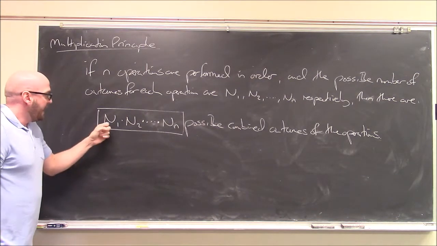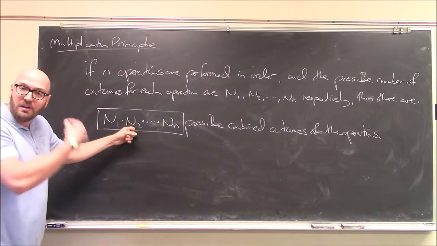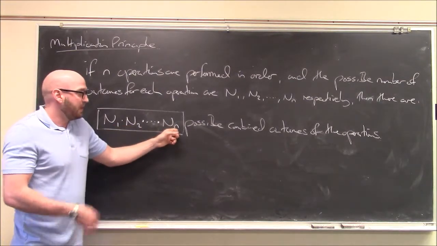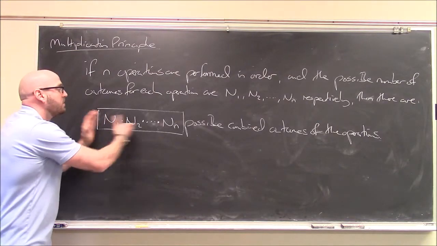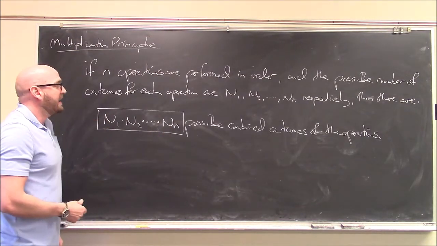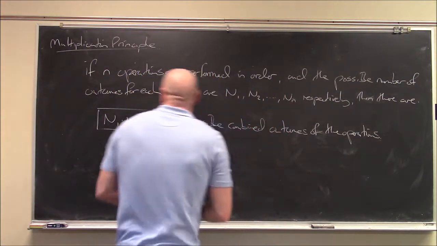Alright, so I had n sub 1 possibilities for the first event, I had n sub 2 possibilities for the second event, I had n sub n possibilities for the last event. Well, if you want the total possible combined outcomes, multiply them all together. And I think this is best explained with an example, so let's just jump straight into examples here.